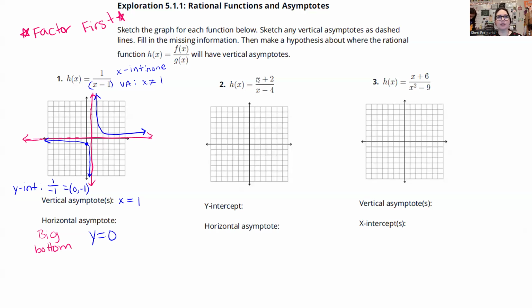For the next function, we've got to pretty much find all the same pieces. So we've got the numerator and the denominator that tells us different things. X-intercepts come from the top and vertical asymptotes come from the bottom. So go ahead and jot down what you think the x-intercept is and what you think the vertical asymptote is. You can also find the y-intercept and the horizontal asymptote.